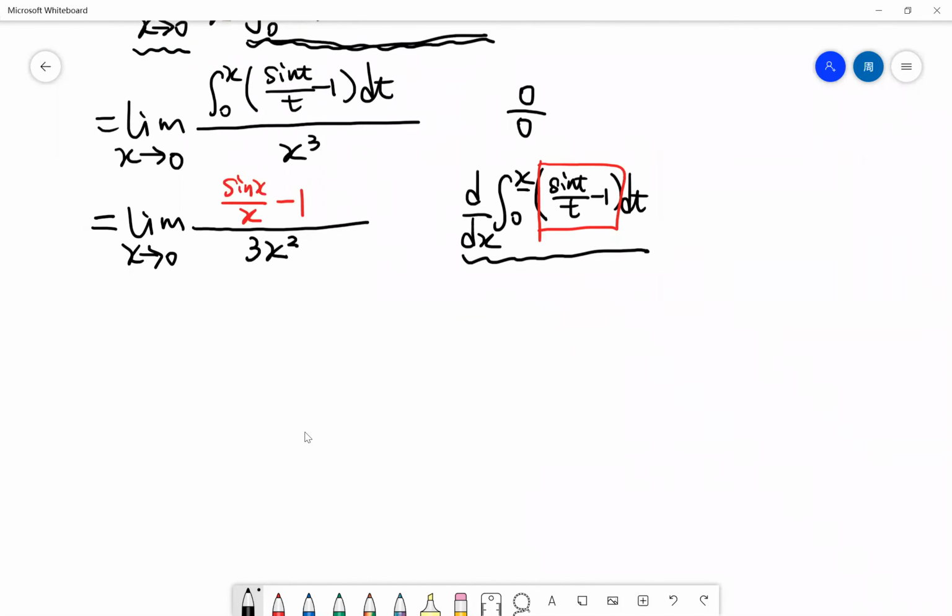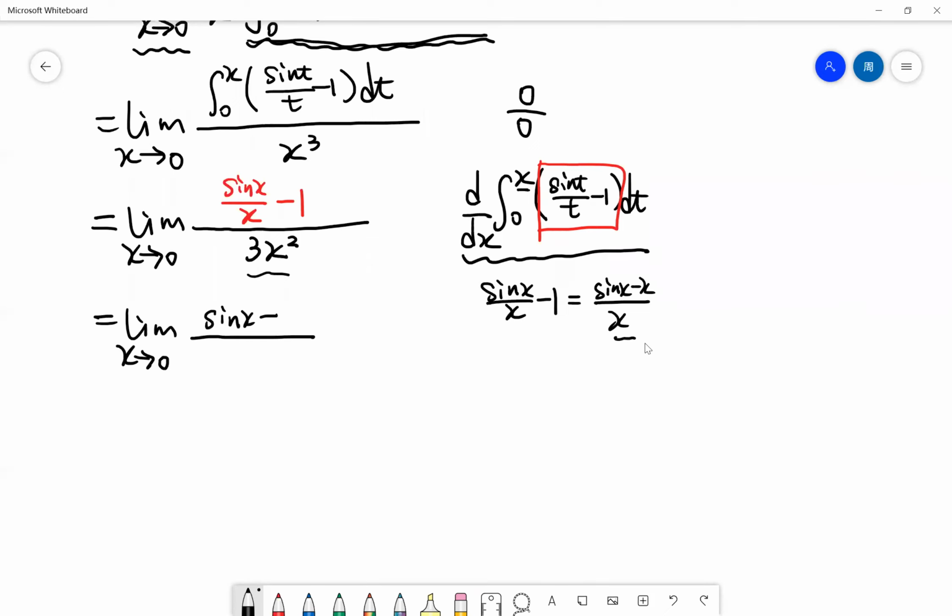And then next step, we have to simplify the function here. So that is, as x approaches 0, we simplify it. So we know that sine x by x minus 1 equals sine x minus x, right? And we can put this x down here. So that equals sine x minus x over 3x power 3, right?